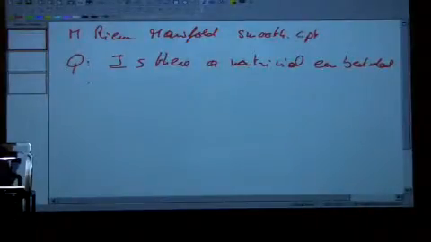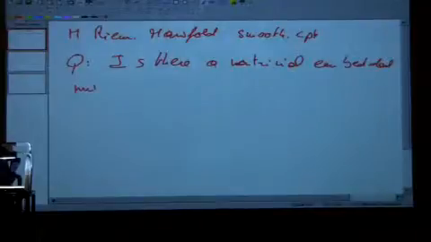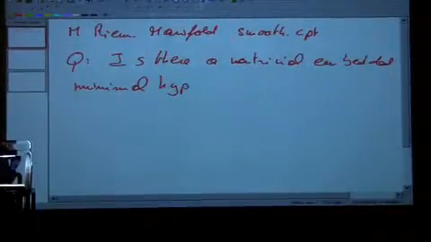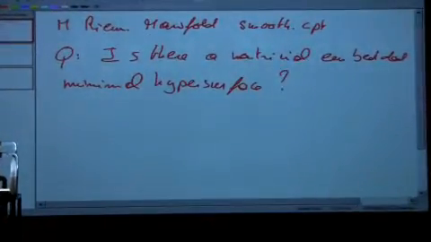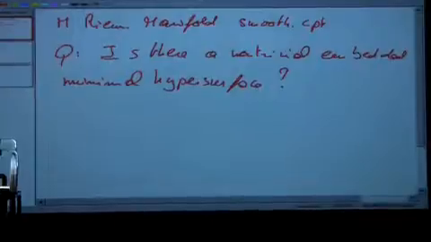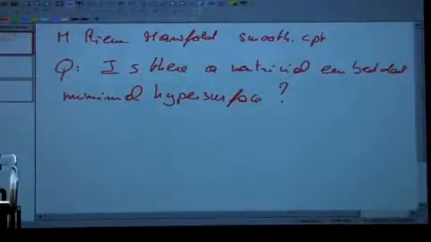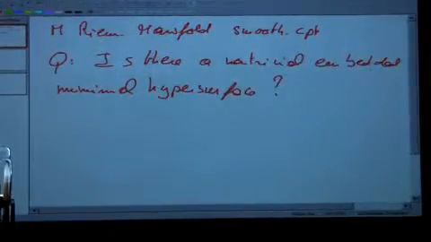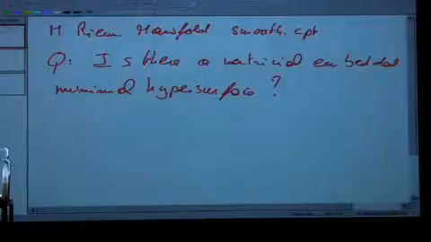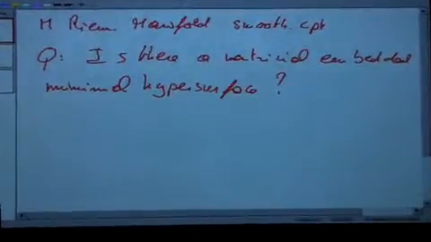Right. Embedded minimal hypersurface. So as Bill already pointed out, in the least possible dimension, that would be two-dimensional Riemannian manifolds, the question is whether there exists a non-trivial closed geodesic in the Riemannian manifold.